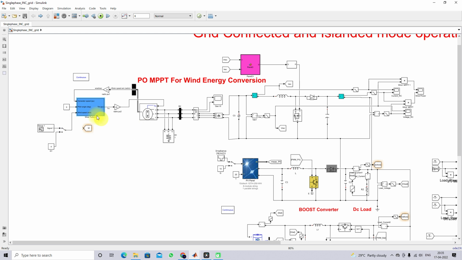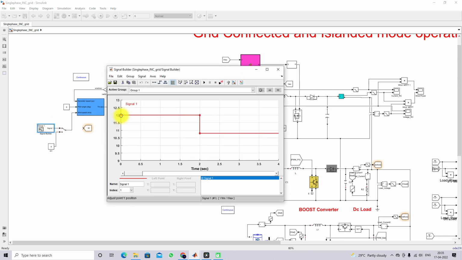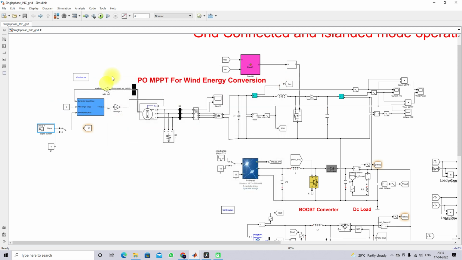And then this power generation can be changed according to the wind speed. So here we created the wind speed, so initially it will be maintained at 12 meter per second, and after 2 seconds it is going to be maintained at 10.8 meter per second. So the power generation from that wind energy system is going to vary depending upon the wind speed of the environment.